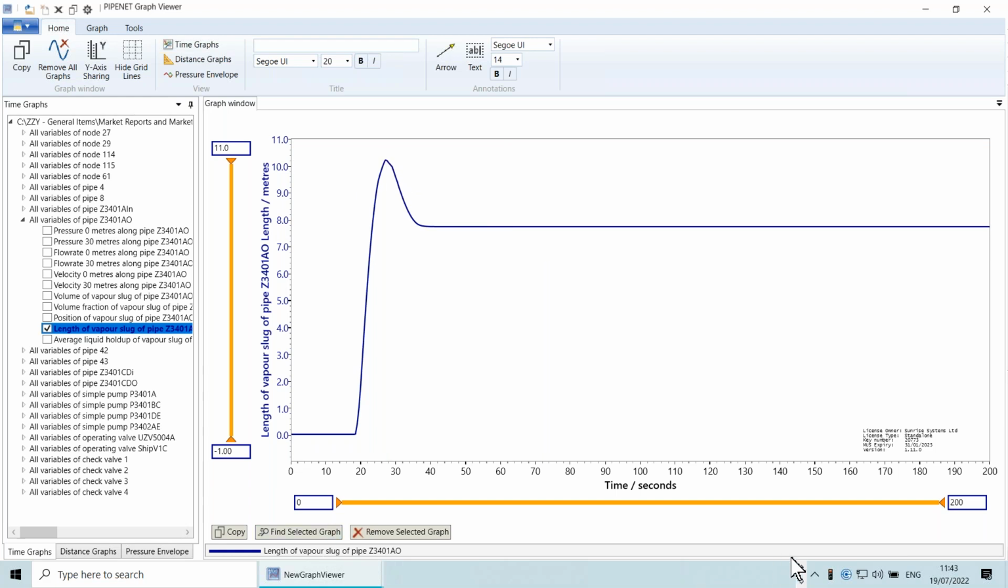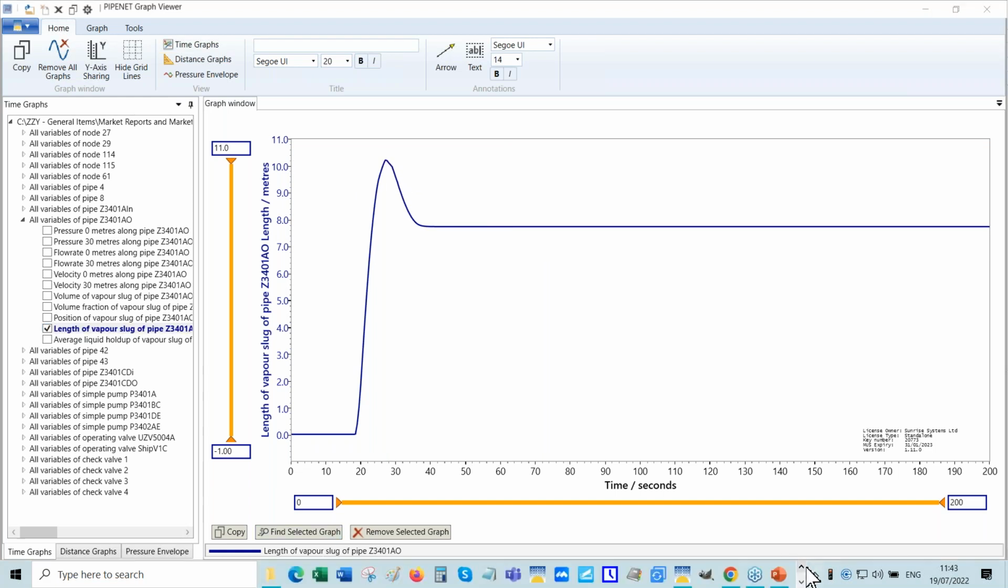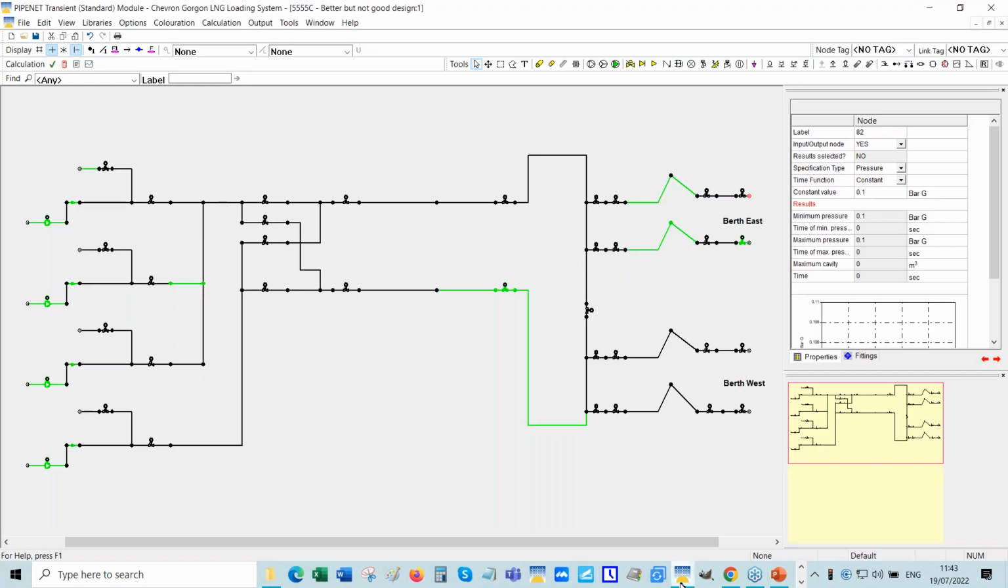Why? It's simple, because, you see, when this valve didn't close, there is no restriction downstream of this arm. So the liquid keeps on flowing, and it's flowing in and out of the system. That's why the cavity is oscillating.